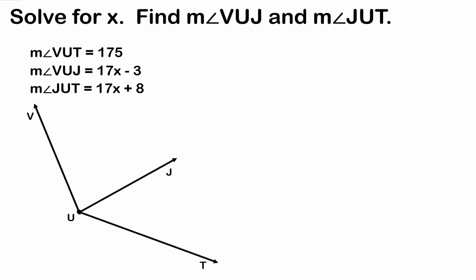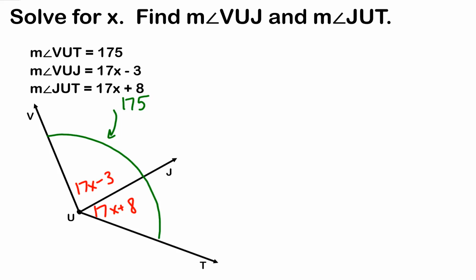The last problem is dealing with the angle addition postulate. So they want me to find VUJ and JUT, and they gave me the value of VUT. VUT is this whole piece, and that's equal to 175. And I know that VUJ is equal to 7x minus 3, and JUT is equal to 17x plus 8. I always draw onto my picture. It makes my problem a lot easier.